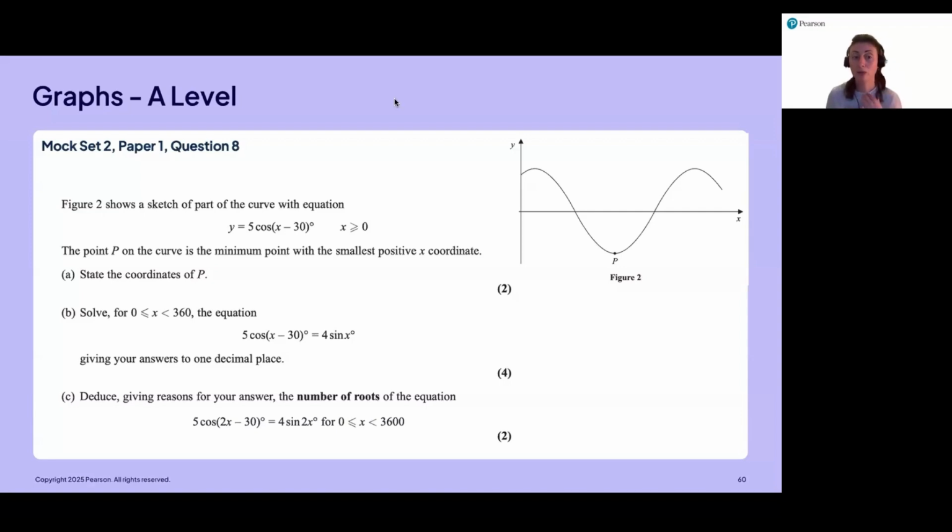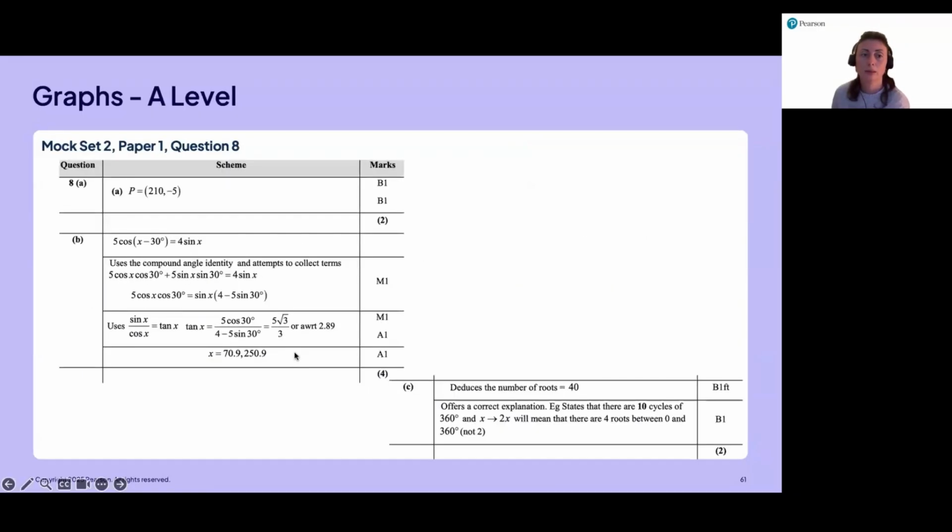So thinking about the transformations of the graphs and how that would affect the number of roots. Well, it's the same equation, but we've transformed the x-axis. I'll point out part C here for you.